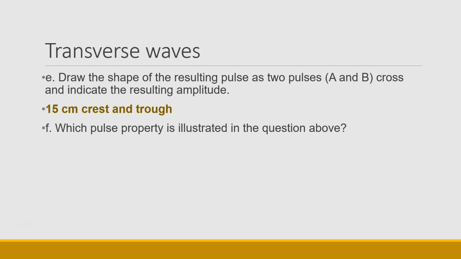Which pulse property is illustrated in the question above? Now, we know that it is superposition, and we also know that it is specifically constructive interference. The reason that it is constructive interference is because it's two crests and it's two troughs. It's not crest minus trough, which would be destructive interference.